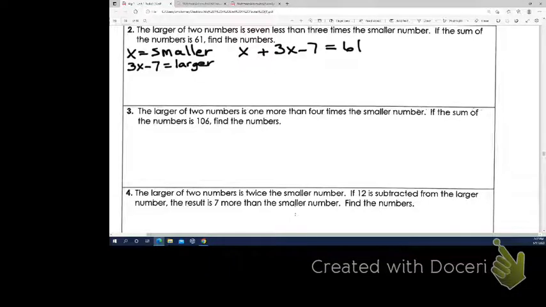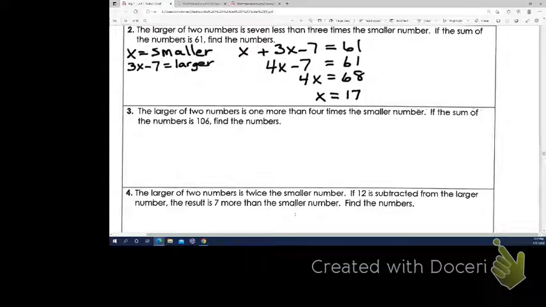So now we're going to combine those like terms. Going to add 7 to both sides. In the interest of space, I didn't write plus 7, but that's what I've done, I've added 7 to both sides. Now I'm going to divide both sides by 4, and I get x is equal to 17.